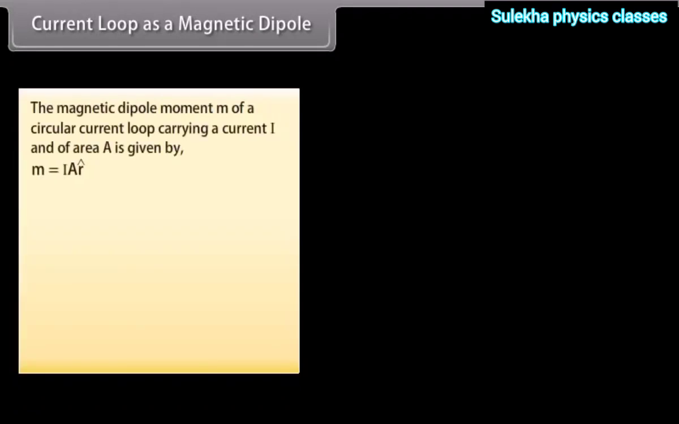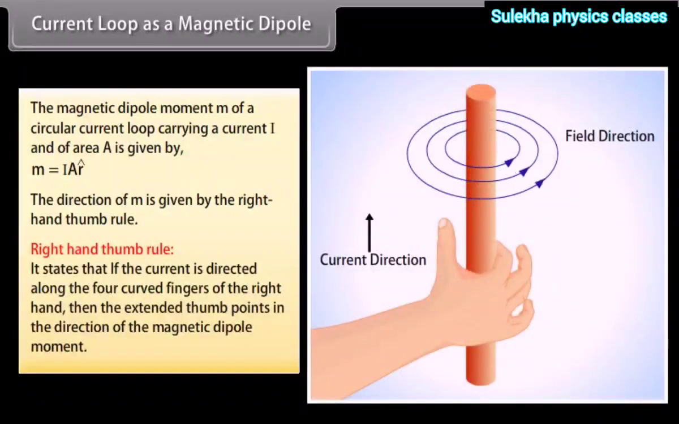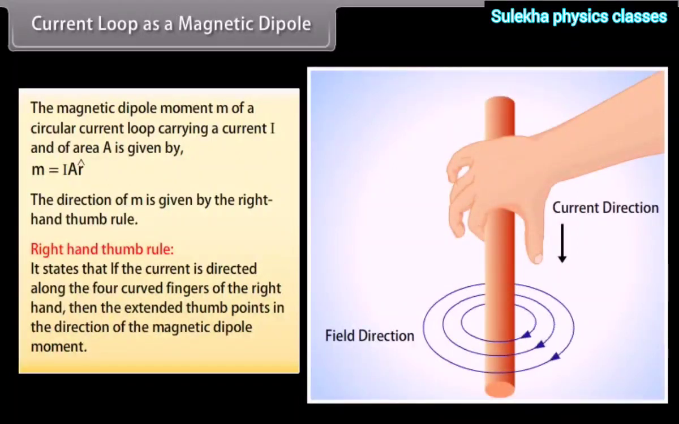Current loop as a magnetic dipole. The magnetic dipole moment M of a circular current loop carrying a current I and of area A is given by M is equal to the product of I and A r cap. The direction of M is given by the right hand thumb rule. Right hand thumb rule states that if the current is directed along the four curved fingers of the right hand, then the extended thumb points in the direction of the magnetic dipole moment.